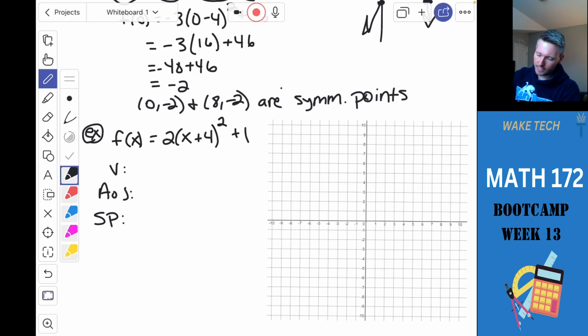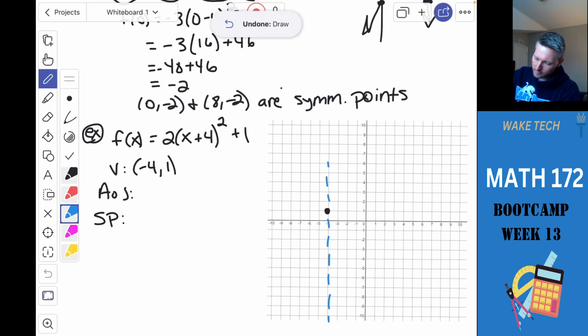So the vertex is at the ordered pair -4, 1. The axis of symmetry, not a whole lot as far as the calculation, it's just the vertical line that passes through the vertex. In this case, its equation is x equals -4.